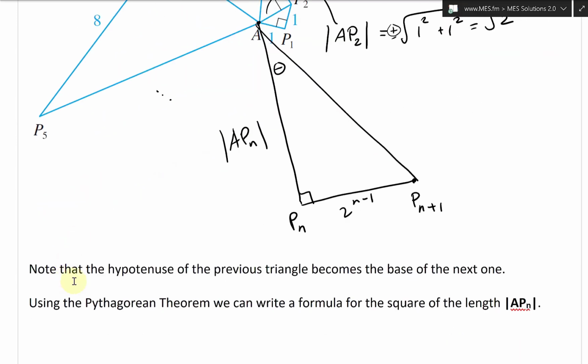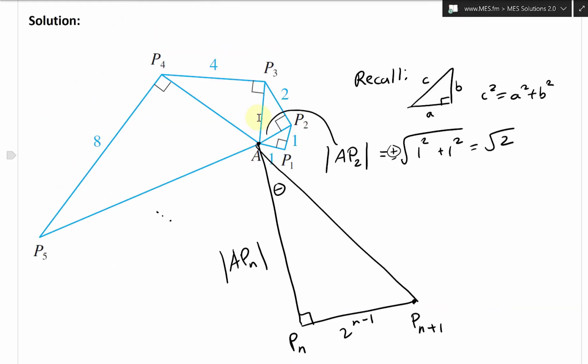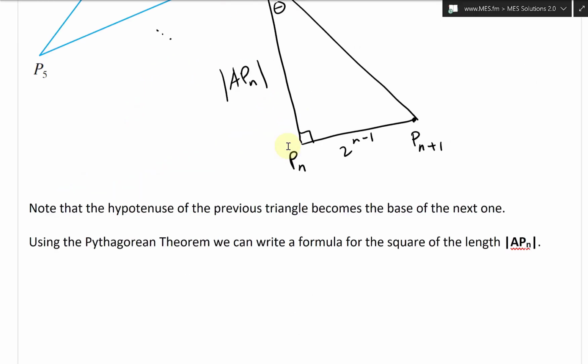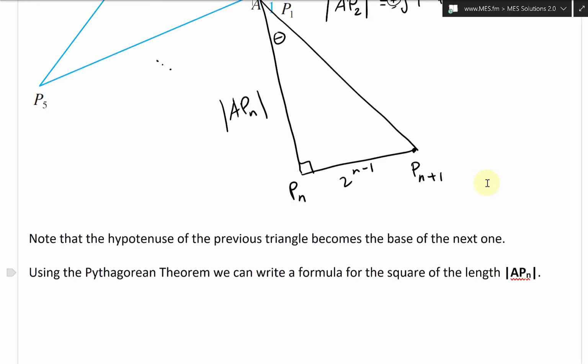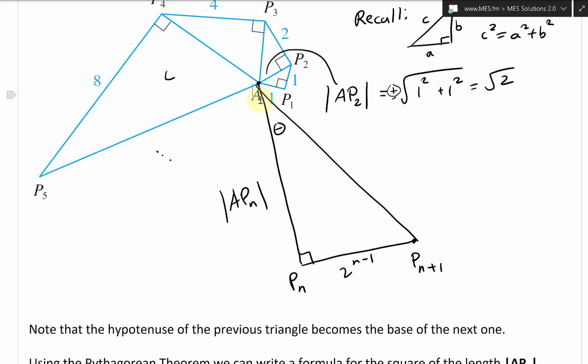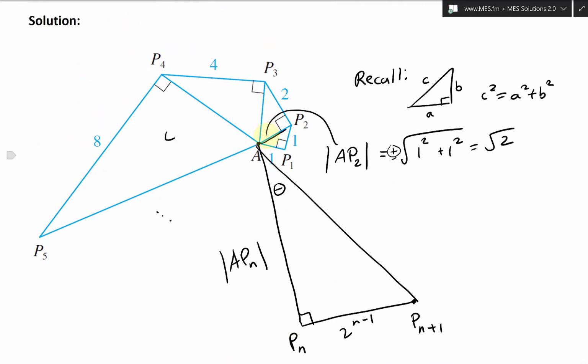Alright, then continuing further, just note that the hypotenuse of the previous triangle becomes the base of the next one. So here's the hypotenuse over here of this first triangle. That becomes the base of this next one. And then the hypotenuse of this triangle becomes the base for this one, and so on, like that. And using the Pythagorean Theorem, we could write a formula for the square of the length APN. In other words, starting from over here.